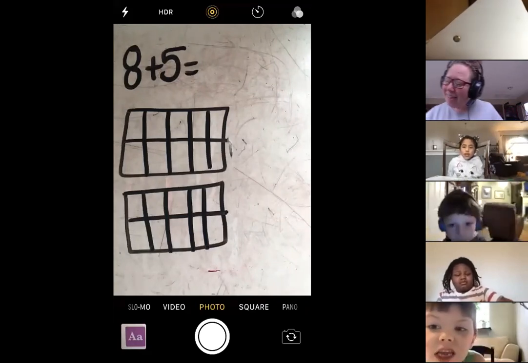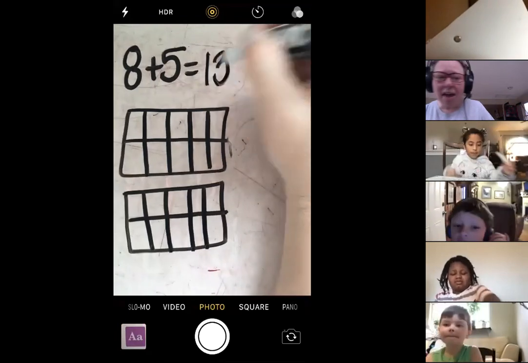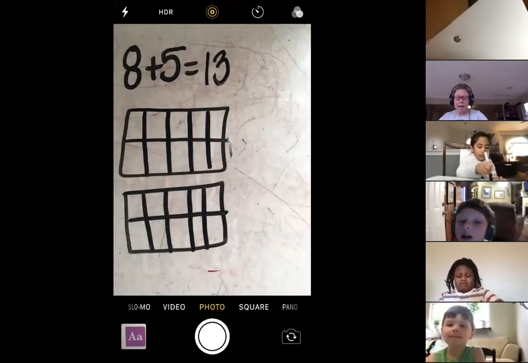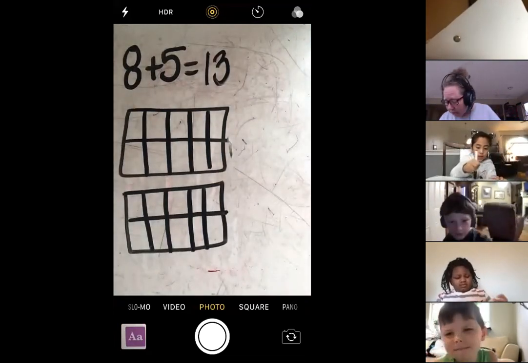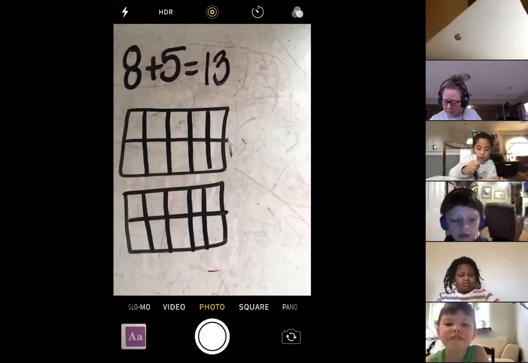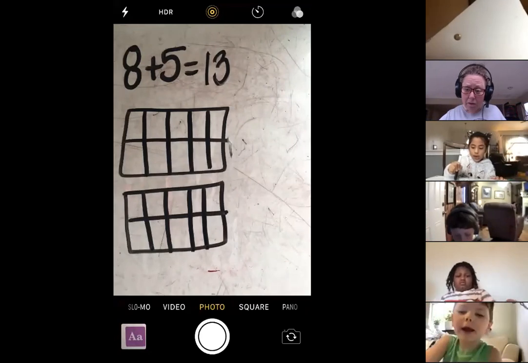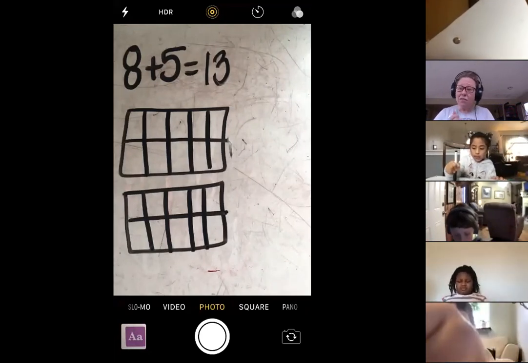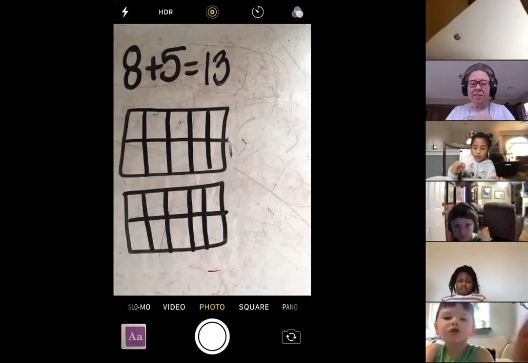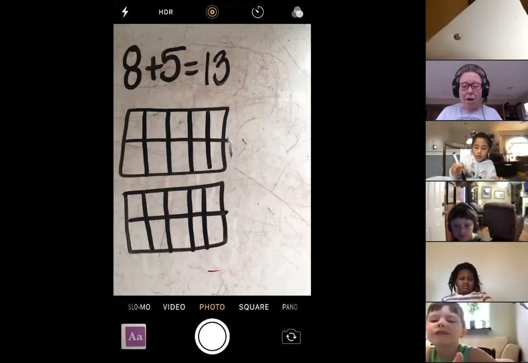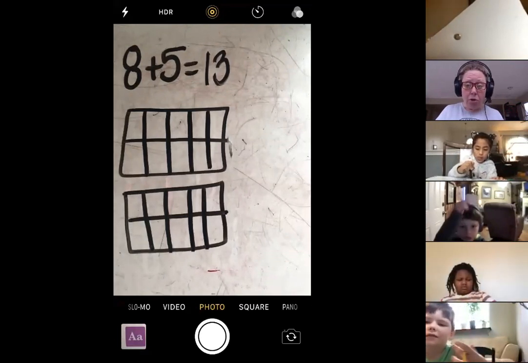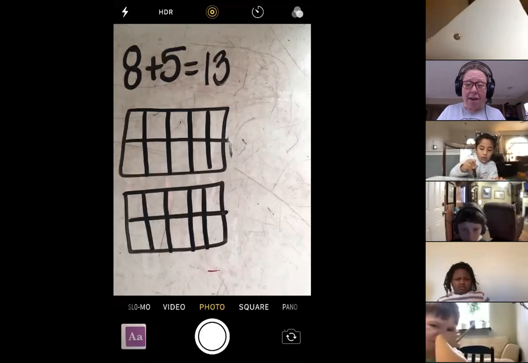That's 13. That's right, 8 plus 5 is 13. Got it. Now, do you remember the strategy that I've been showing you this week? The strategy of making 10? I've been filling up the squares. Okay, so I'm going to show you the strategy of making 10.